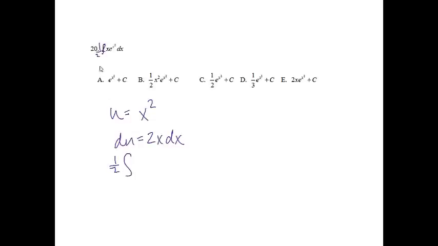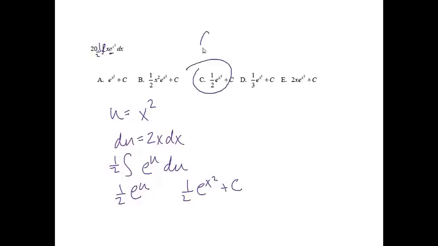So I'll have 1/2. In my problem, I have done absolutely nothing with the e, so the e is still there. And I'll have e to the u, and everything else turned into du. And then hopefully you remember that the integral of e to the u is just e to the u. And my 1/2 just kind of tags along. And then all I need to do is replace my u back with what it was, which was x squared, plus c. And then the problem that should match is choice C.